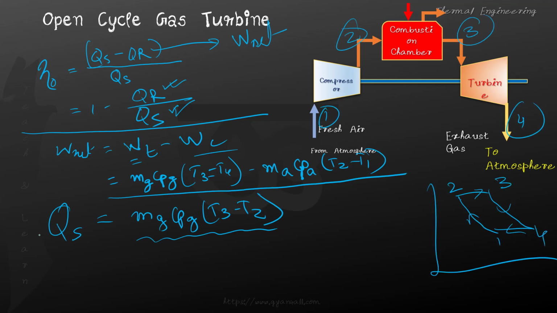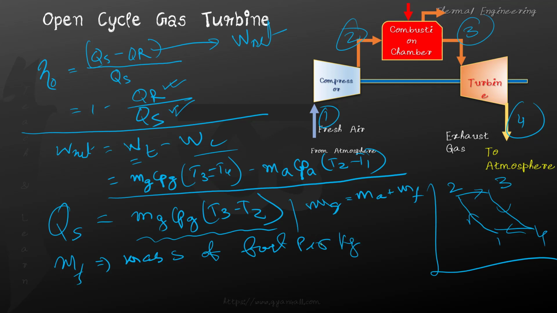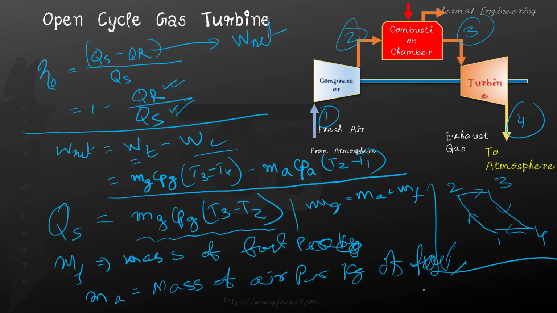What is the mass of fuel? MG is equal to MA plus MF. What is MF? Mass of fuel consumed per unit time. Now, what is MA? MA is equal to mass of air per kg of fuel. For 1 kg of fuel, how much air is needed, that is called MA.